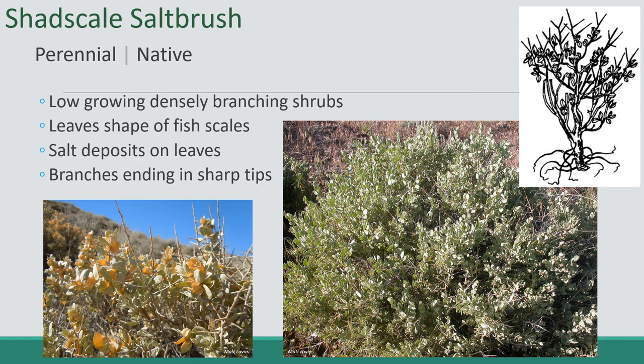Now, shad scale is something we'd see down lower in the elevation. We'd see it down in the salt, where the salt gets into those basins in the Great Basin. And so salt accumulates there, and then the plants that grow there are well adapted to salt, and salt brushes are those plants that are adapted to salt. This particular salt brush is called shad scale salt brush because the leaf is like a fish scale. It's kind of obovate, a little wider at the top than at the base.